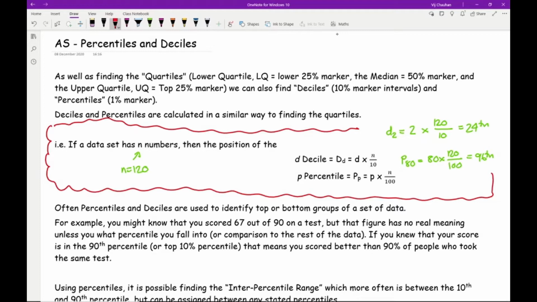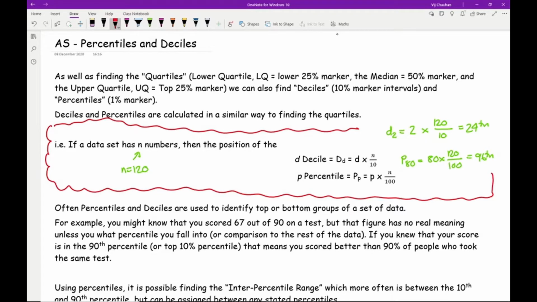However, if you knew that your score was in the 90th percentile, or the top 10%, then that means that you scored better than 90% of the people who took the test. So in terms of context, sometimes how well you do in a test is analysed compared to how everyone else has done the test.